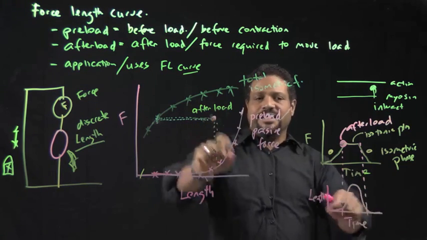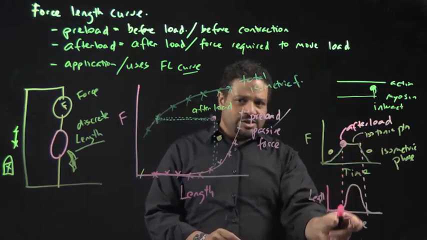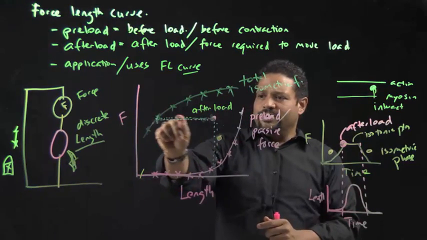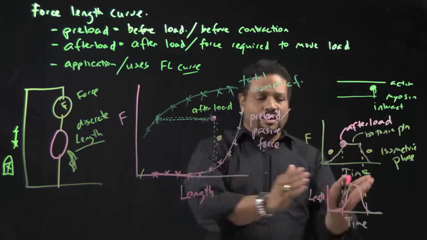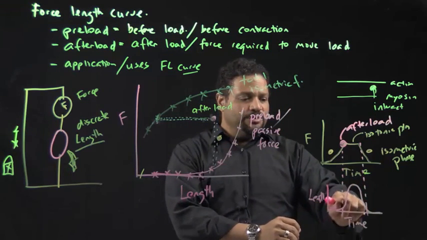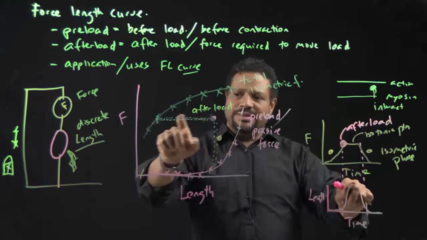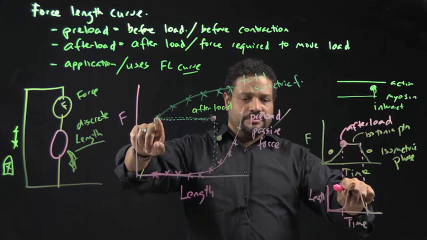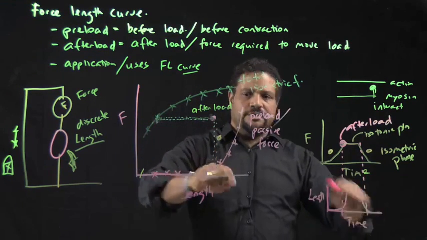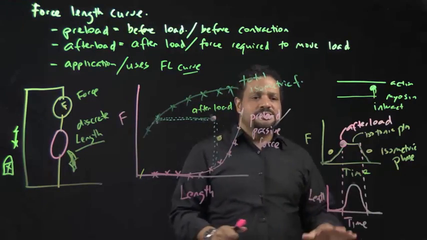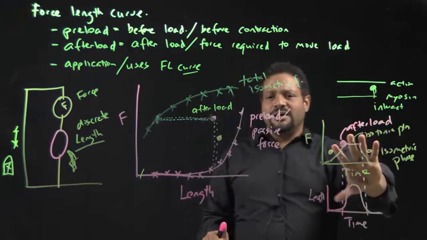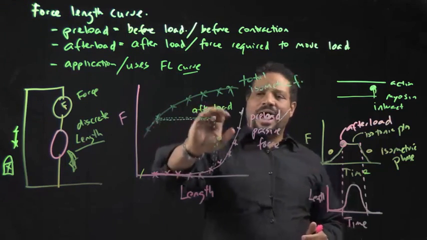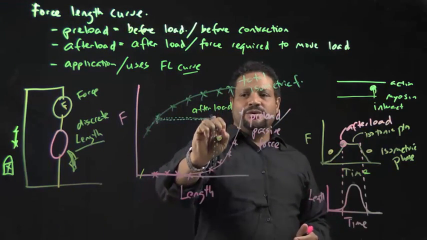So I'll just do that again. Within this isotonic phase, which occurs here, you get movement here and movement here. On this graph, it will be movement here, so movement that way until it generates the maximum force that it can generate, and then it comes back down. So that is isotonic contraction.